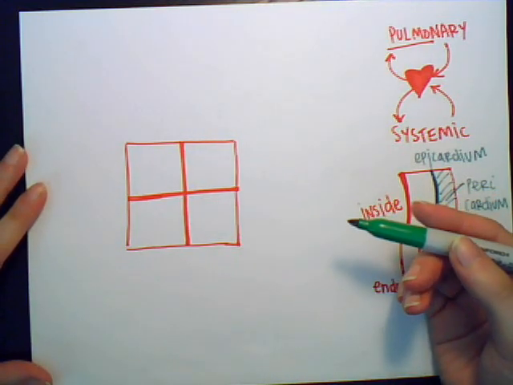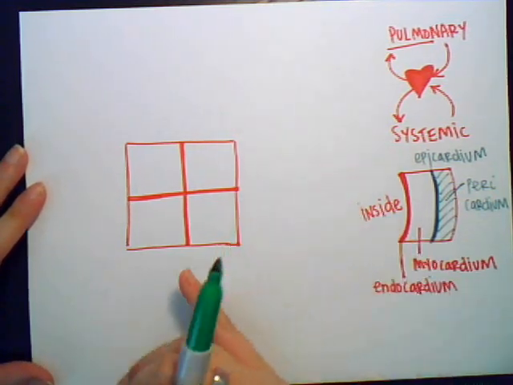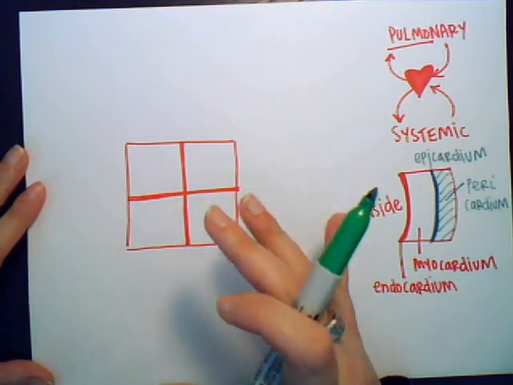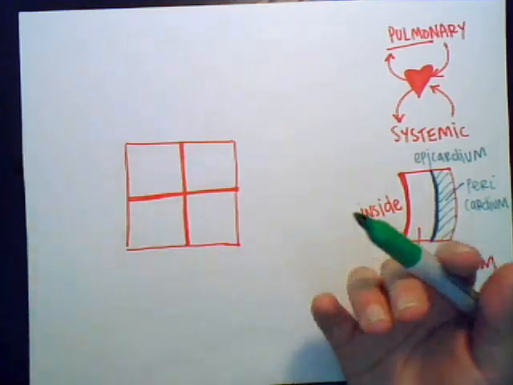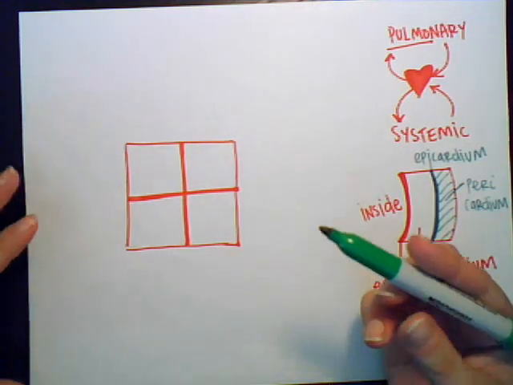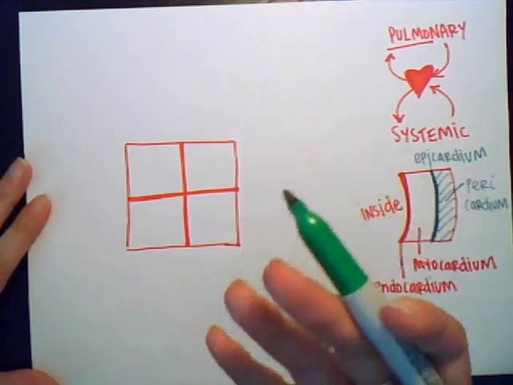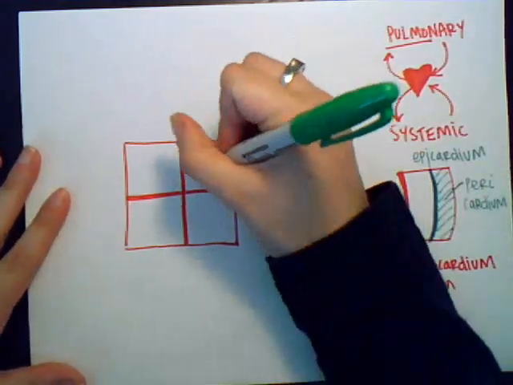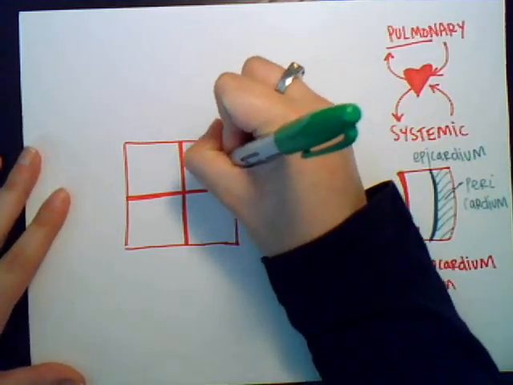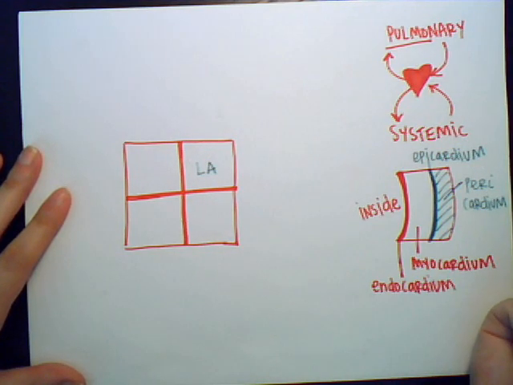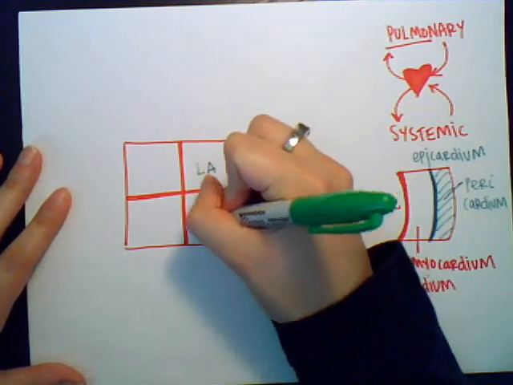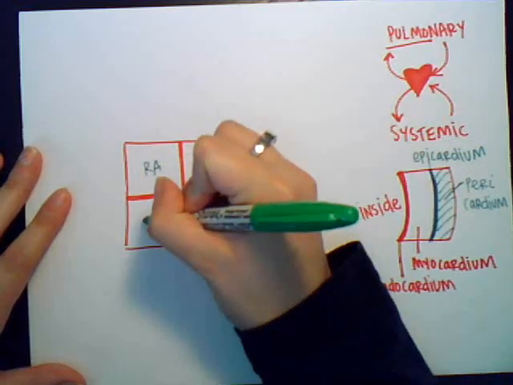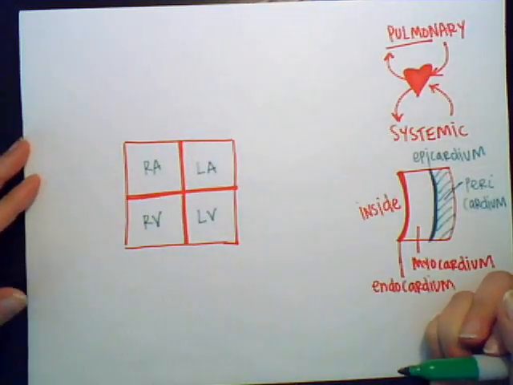Also, if you're looking at the heart, typically this would be the left, but we call the left side of the heart the part that's on the left side of the body. So it's actually reversed when you're looking at it from this way. So this is actually the left atrium. I'm just going to write LA for left atrium. And then this is the left ventricle. This would be the right atrium. And then this would be the right ventricle.